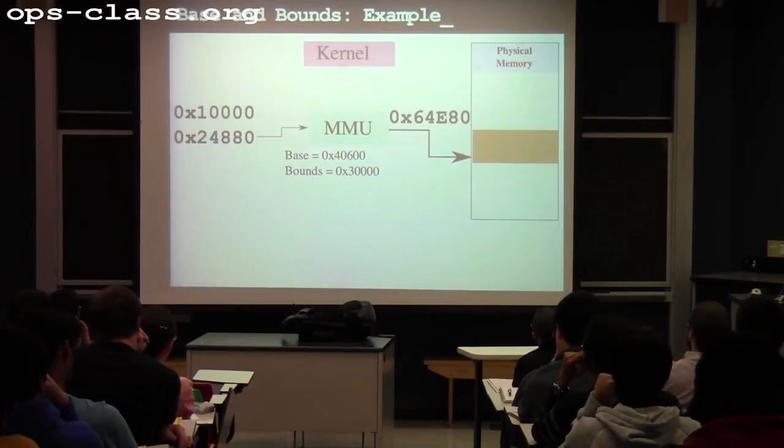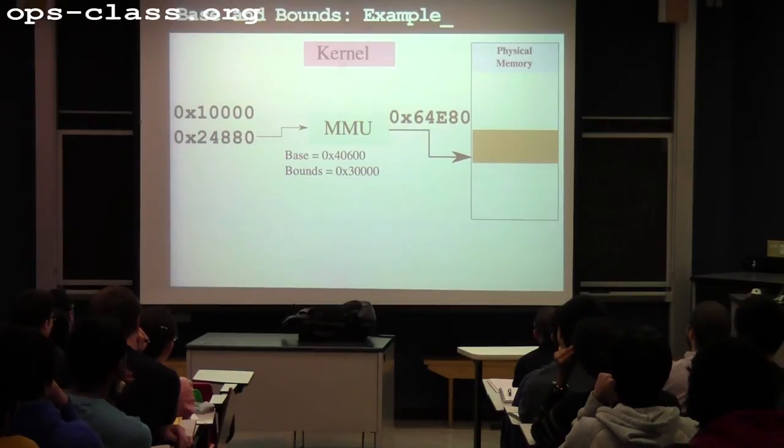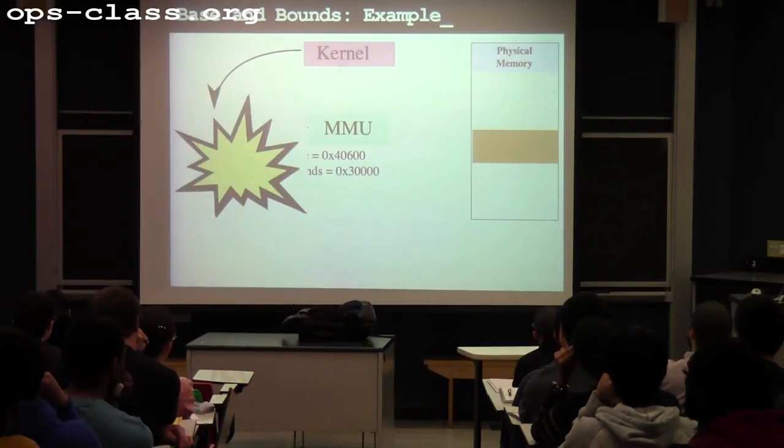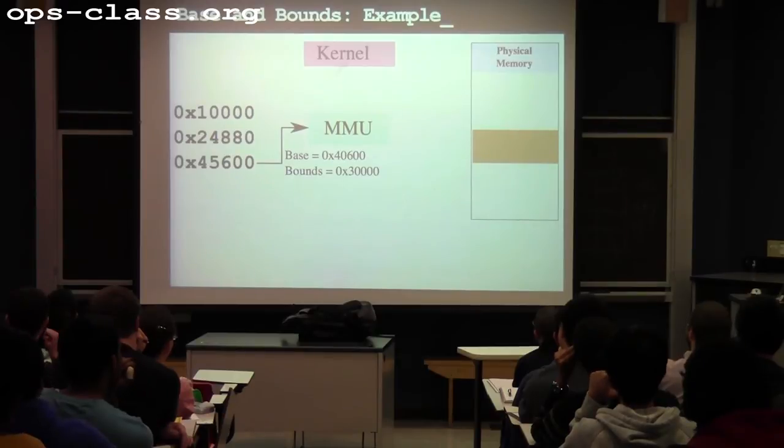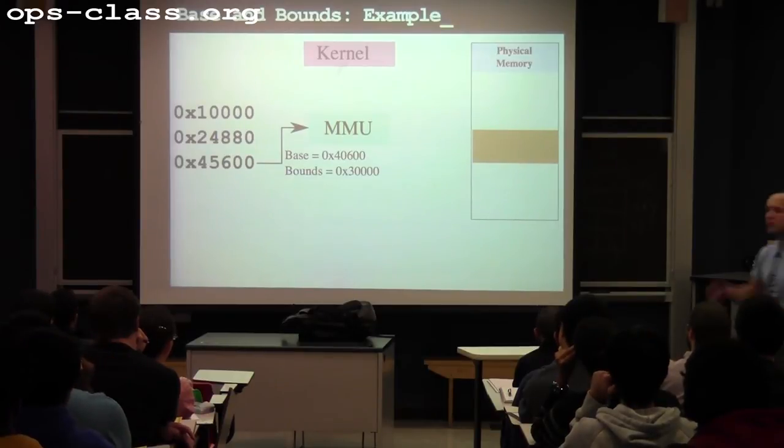64E80. What's that? That's what computers are for. Yeah, exactly. Computers are good with hex. What about this address? Is this address valid? No. Boom. Yeah. So this address would result in a segmentation fault. Okay. But as Damien's pointed out, what's wrong with this?